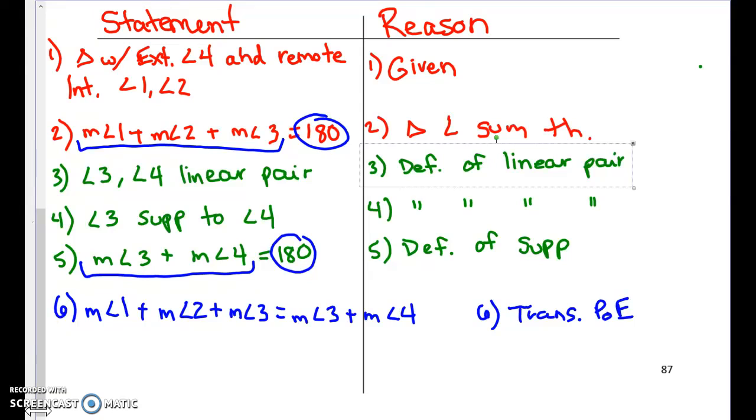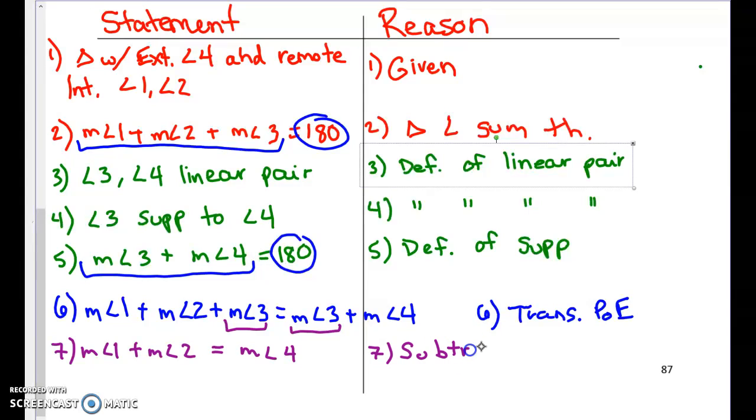So we set them equal to each other. Well, I really like that because while I'm looking at these, I can see that I've got the measure of angle 3 here on both sides. Well, that's great because if it's on both sides, it can cancel with subtraction. So that's what I'm going to do in step 7. Step 7 allows me to say that the measure of angle 1 plus the measure of angle 2 must be equal to the measure of angle 4 by subtraction. And remember, we never shorten the word subtraction because it could be confused for substitution. Subtraction property of equality.